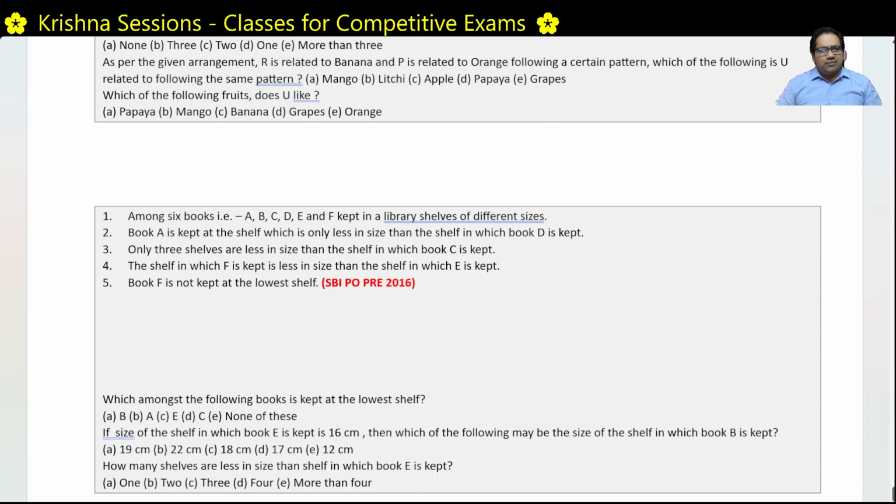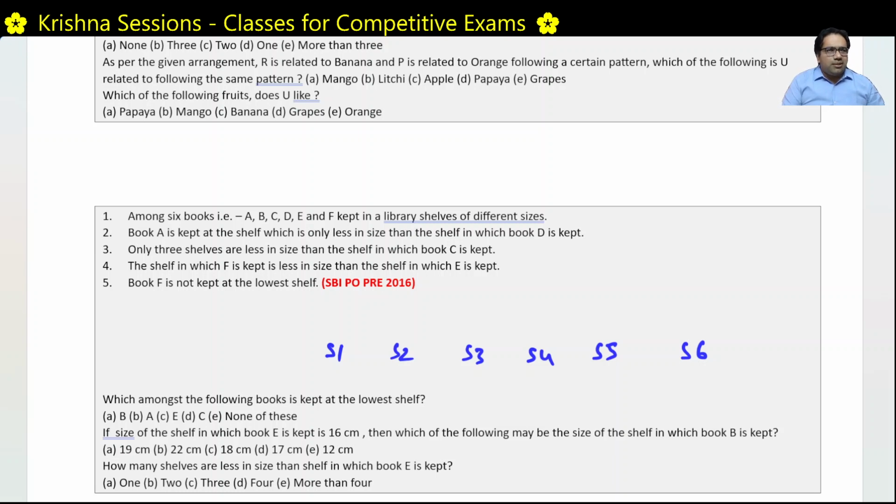They are kept in library shelves of different sizes. Let's assume again, here the order is important. The names of books are not important. The order of shelves is more important. So size 1, size 2, size 3, size 4, size 5, size 6. That is why we are writing in this order rather than A, B, C, D, E, F, because it is easier for us. The order of shelves is more important than the names of books. That's why we choose this.